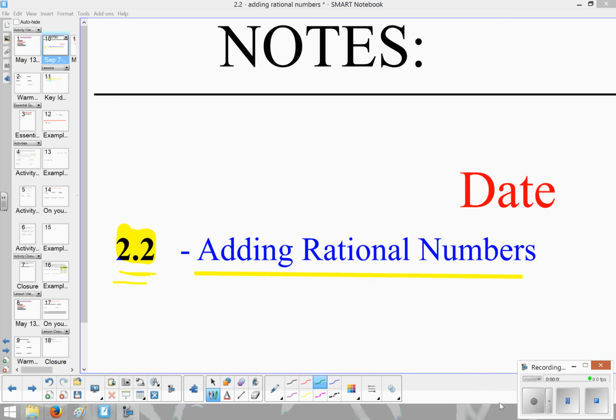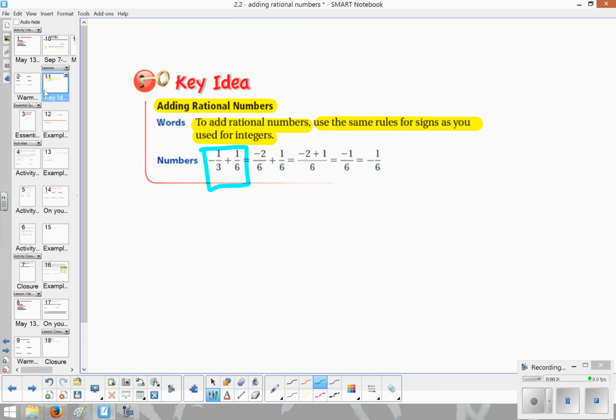Don't forget, for our note setup, we need to make sure that you have the lesson number and the title, and make sure you always highlight the lesson number and the title, and today's date. Okay? As a reminder, also, don't forget to copy down all the notes that you see in the video today for full credit.